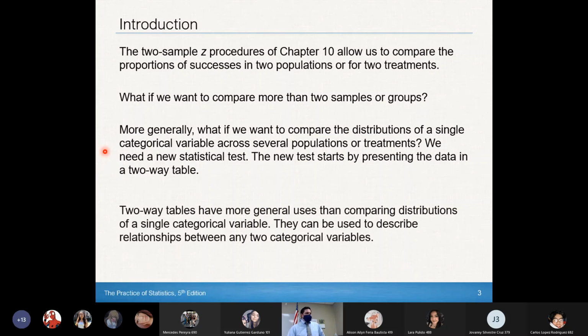Two-way tables have more general uses than comparing distributions of a single categorical variable. They can be used to describe relationships between any two categorical variables. So we're going to be working with a lot of two-way tables in this section.